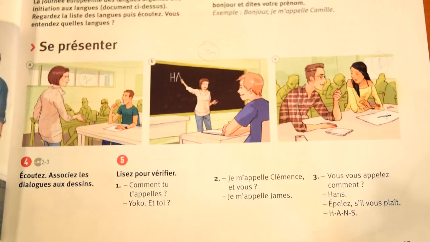Activité 4. 1. Comment tu t'appelles? Yoko. Et toi? Which drawing? Comment tu t'appelles? Yoko. 2. Je m'appelle Clémence. Et vous? Je m'appelle James. Mm-hmm. 3. Vous vous appelez comment? Hans. Épelez, s'il vous plaît. H-A-N-S.